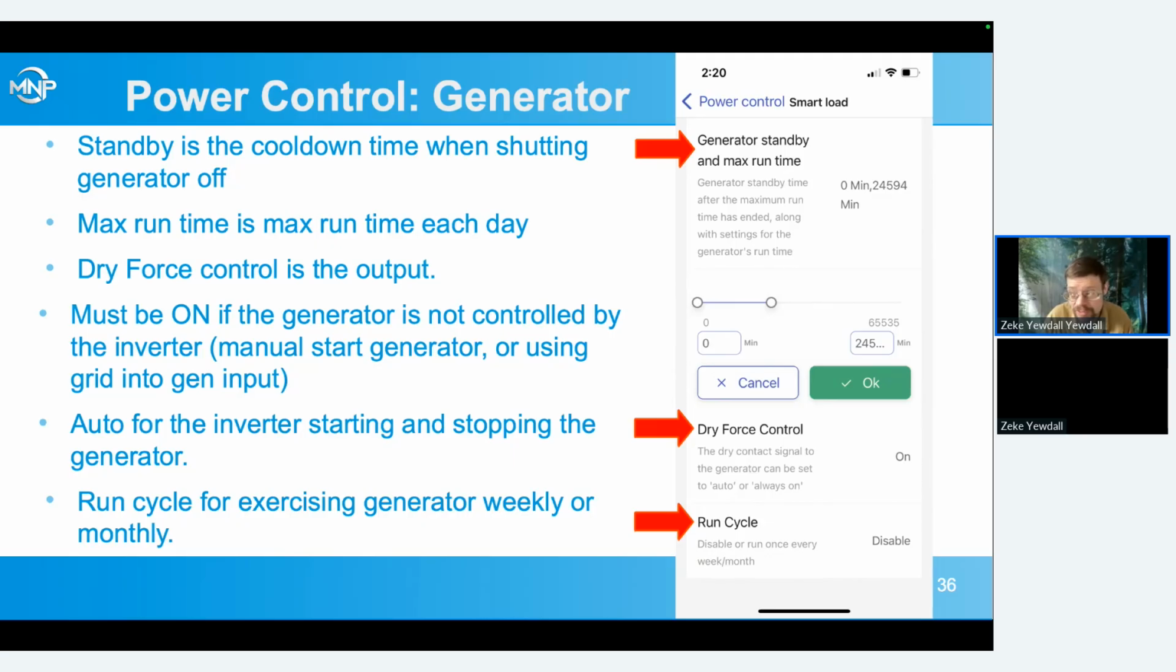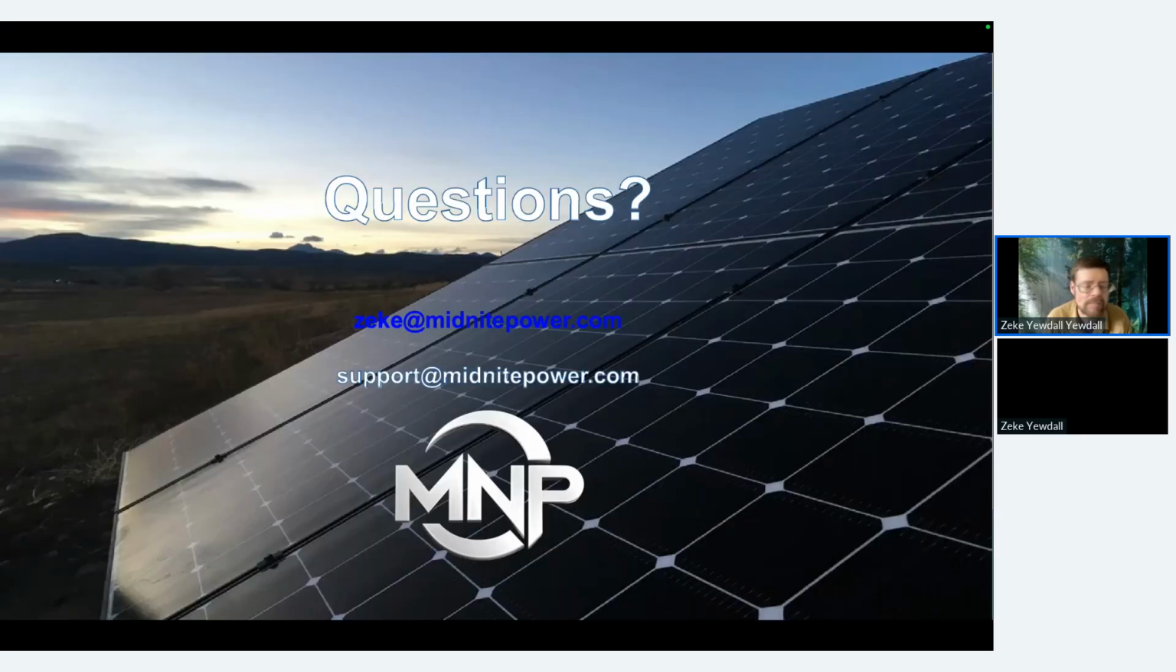Drive Force control is our output, which controls our output to the generator two-wire start, but also tells the inverter to be ready. So, like we said, keep that to on if you're using a manual generator, and put it in auto if you're doing an automatically controlled generator. And then we have a run cycle for exercising the generator. And that wraps up all of our normal settings we go through.